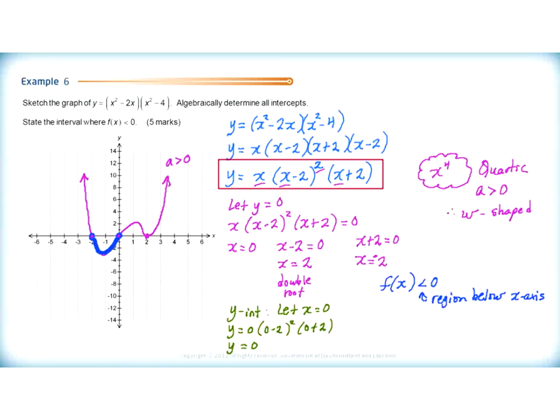So in this case, to answer the question, to state the interval where f of x is less than 0, it's the interval between -2 and 0 with round brackets, because the x-intercepts are when the function equals 0, not when the function is less than 0. So that would be your solution for the last part of this question.